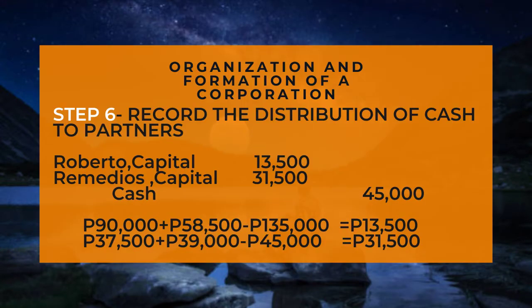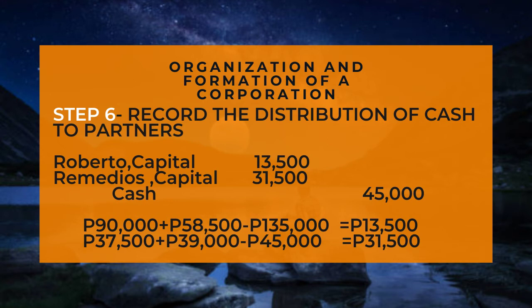Step number 6. Record the distribution of cash to partners. Debit Roberto Capital for 13,500 pesos. Debit Remedios Capital for 31,500 pesos. Credit cash for 45,000 pesos.